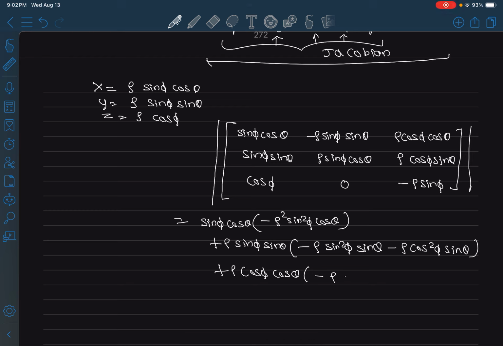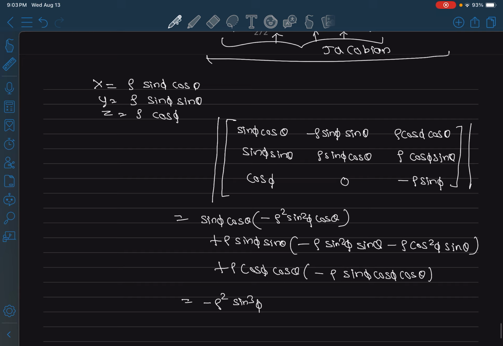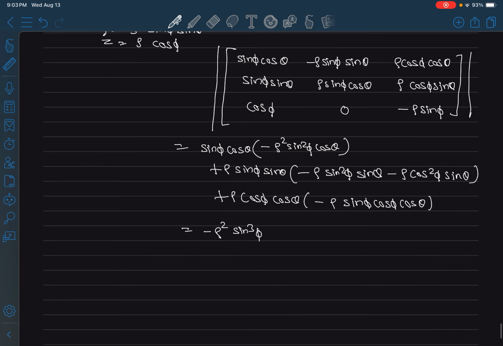Minus rho sine phi cos theta. Okay, so now this becomes minus rho square. This is actually sine cubed phi. I didn't expect that. Am I doing everything right? I think I'm doing it right. Okay, I think it's going fine. Minus rho square sine cubed phi cos square theta, minus rho sine phi sine theta.